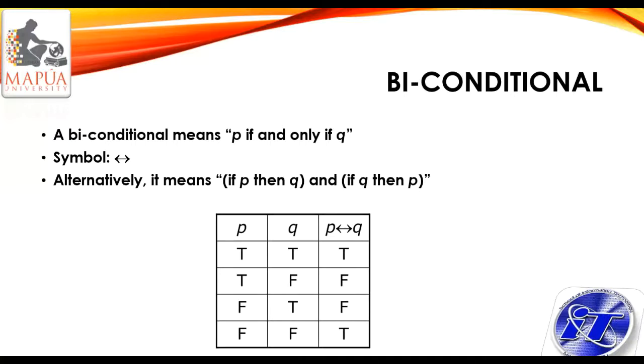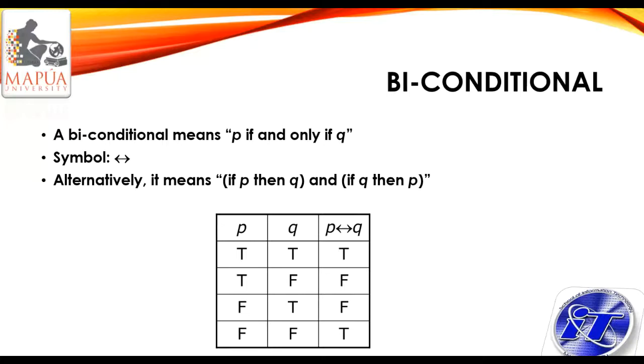An alternative meaning of biconditional is: if P, then Q, and if Q, then P. So it means that we have two implications and an AND operation for biconditional. More discussion about this when we discuss logical equivalence. So just accept it for now that P if and only if Q is the same as P then Q and if Q then P.